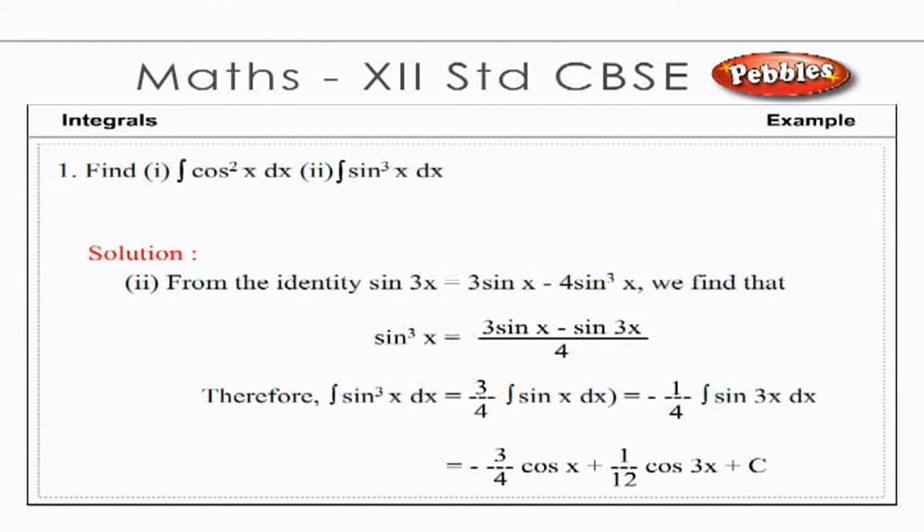Subdivision 2. From the identity sin 3x is equal to 3 sin x minus 4 sin cube x, we find that sin cube x is equal to (3 sin x minus sin 3x) by 4. Therefore, integral sin cube x dx is equal to 3 by 4 into integral sin x dx minus 1 by 4 into integral sin 3x into dx, which is equal to minus 3 by 4 into cos x plus 1 by 12 into cos 3x plus c.